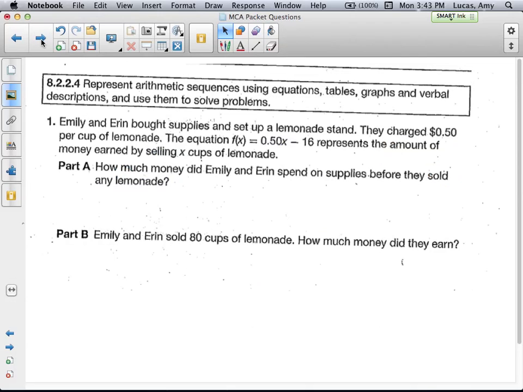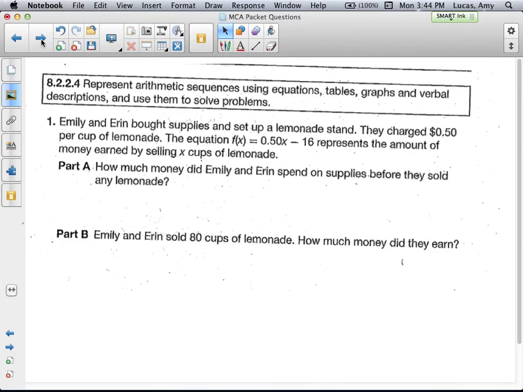Represent arithmetic sequences using equations, tables, graphs, and verbal descriptions, and use them to solve problems. So, this is on page number 27 in your packet. Number 1, Emily and Aaron bought supplies and set up a lemonade stand. They charged 50 cents per cup of lemonade.